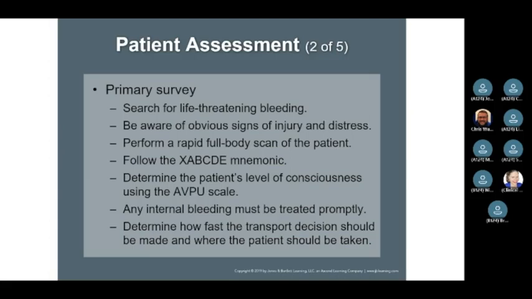When making a transport decision in cases of hemorrhaging, determine how fast the transport decision should be made and where the patient should be taken for definitive care. Take into consideration factors such as the need for stitches, whether the patient has had a tetanus shot in the last 10 years, and whether the patient or his or her companion is reliable and will follow up properly. Also consider the availability of a regional trauma center.